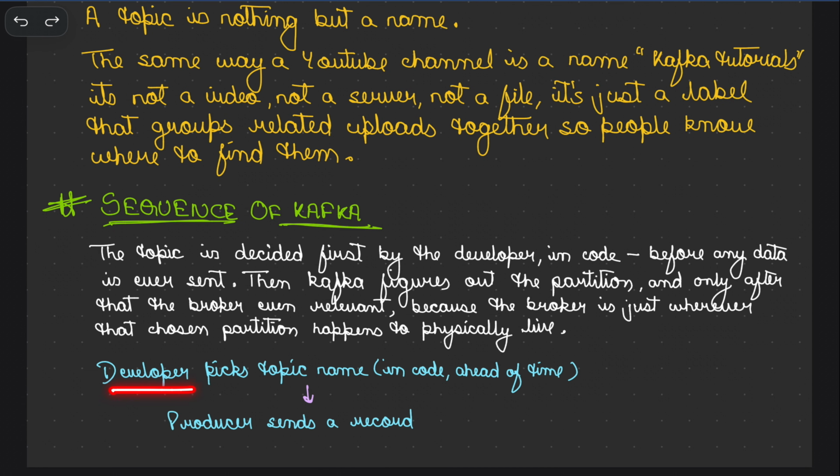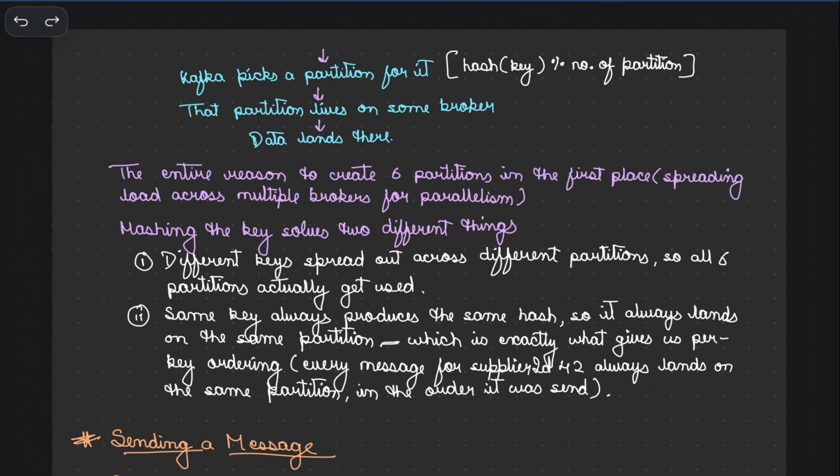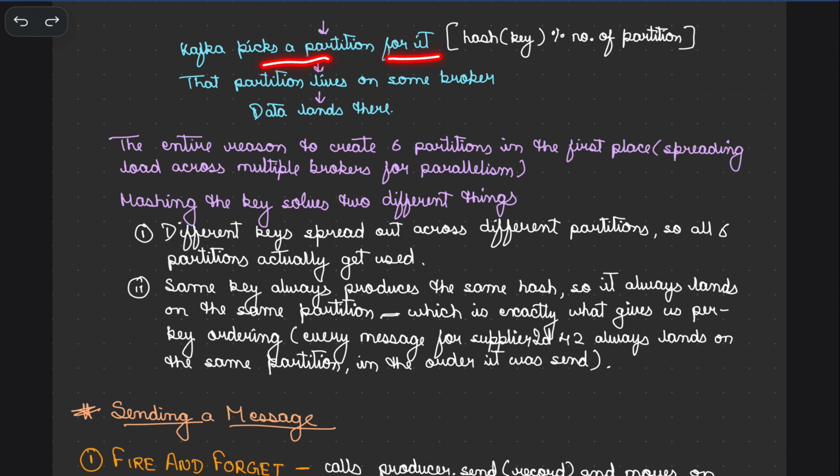Now, the developer picks the topic name in code ahead of time. The producer sends a record. Now what will happen? Kafka picks a partition for it by this formula. There are separate algorithms, like round robin, this formula, and many more, by which a partition gets selected. That partition lives on some broker and the data lands there. The entire reason to create 6 partitions in the first place is spreading load across multiple brokers for parallelism.